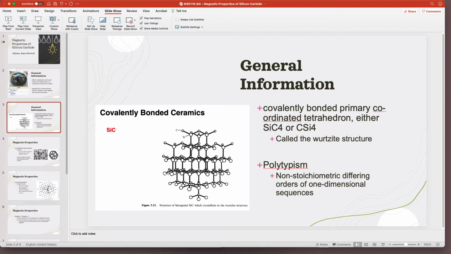It is also one of very few kinds of ceramics that have a type of structure called polytypism, also known as having non-stoichiometric differing orders of one-dimensional sequences. This means that the crystal structure exhibits a number of different one-dimensional ordering sequences without any variation in stoichiometry. Although a great variety of silicon carbide polytypes is known, it has become accepted practice to refer to the cubic polytype as beta-SiC, and to all non-cubic structures, hexagonal and rhombohedral, collectively as alpha-SiC.